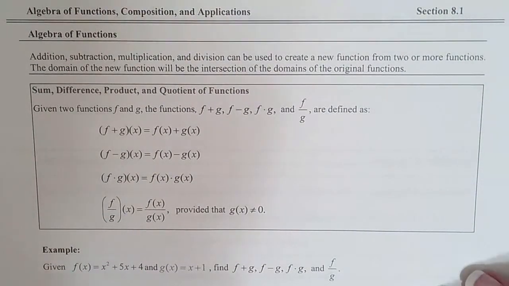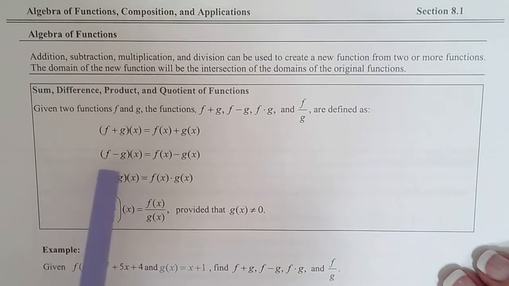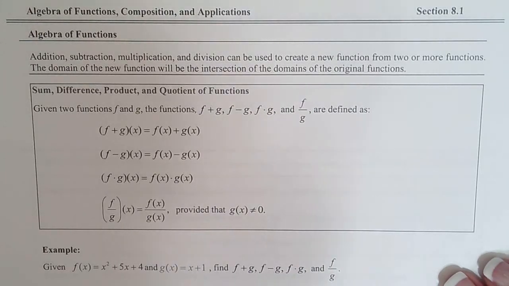Okay, so let's go ahead and get started. We're going to work with functions and compositions in here. So we're starting with algebra of functions, which I think is more like arithmetic of functions. It's adding functions, subtracting functions, multiplying functions, and dividing functions. So that's the algebra of functions, doing the 4 different operations on them. The domain of the new function will be the intersection of the domains of the original functions, which means we have to combine those and see what they have in common.